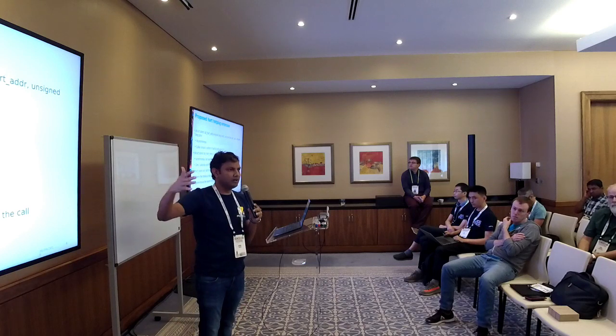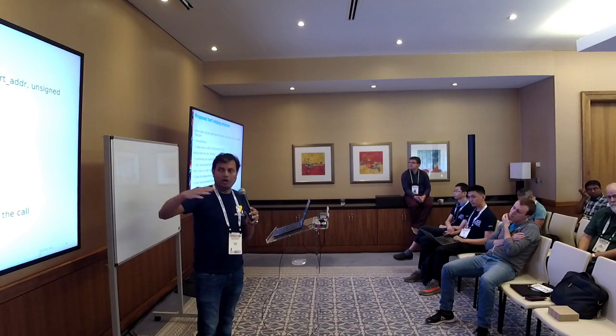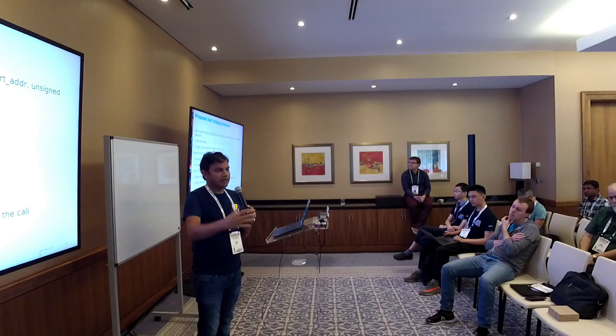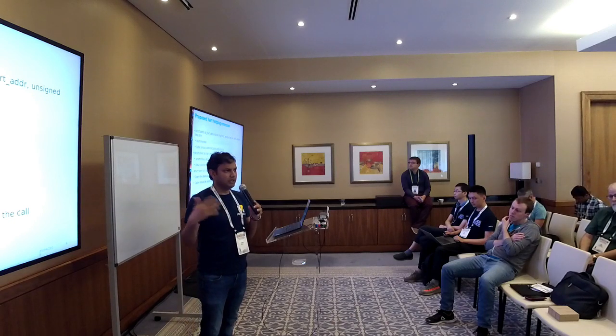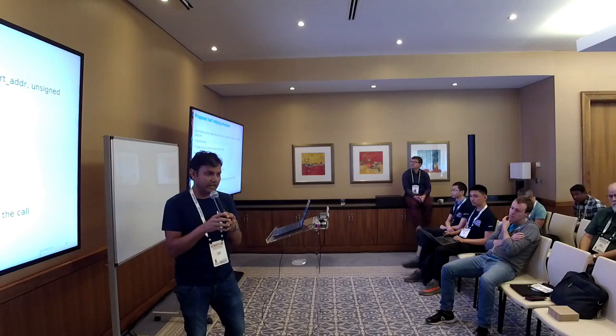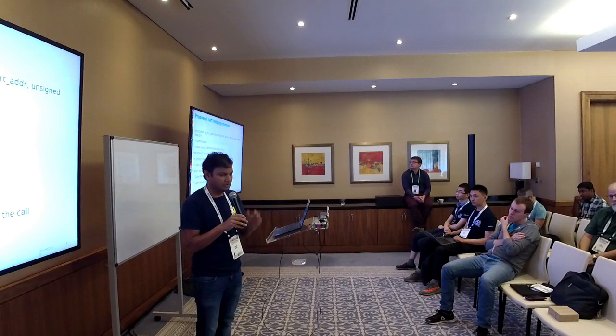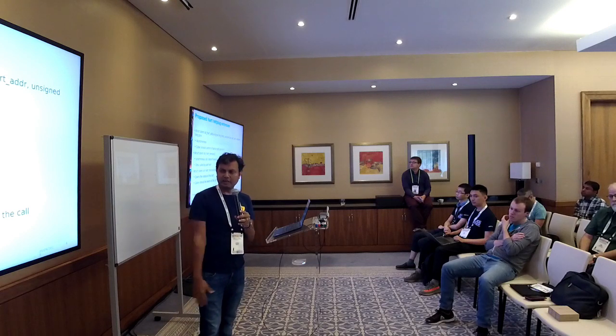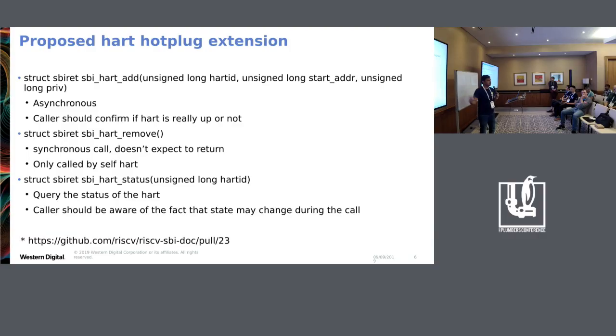So going forward with SBI 0.2, all the functions will follow that calling convention. If there is no global error to return, you just set it to zero and then return. And that's how we'll go and parse it. There's the GitHub link where the pull request is. You're more than welcome to go and review and comment.